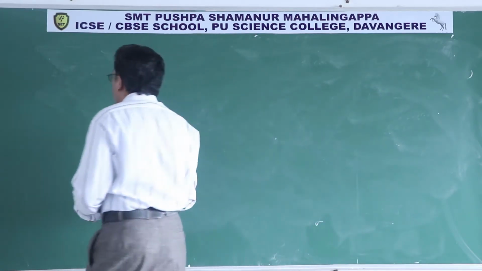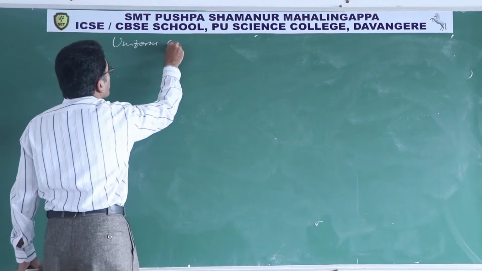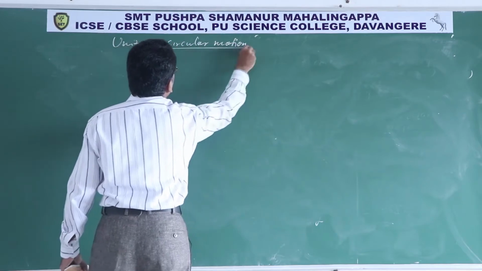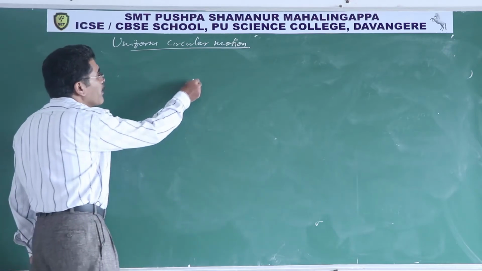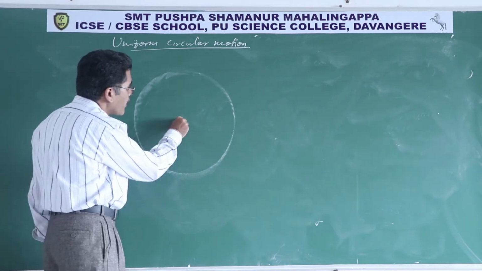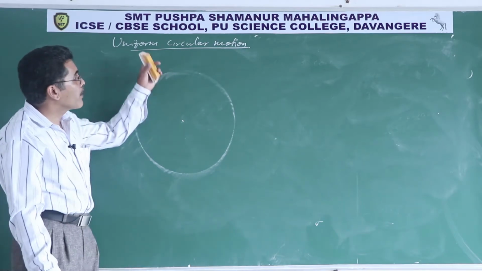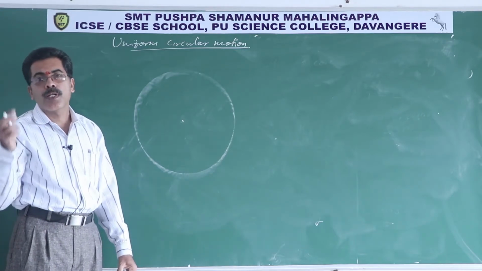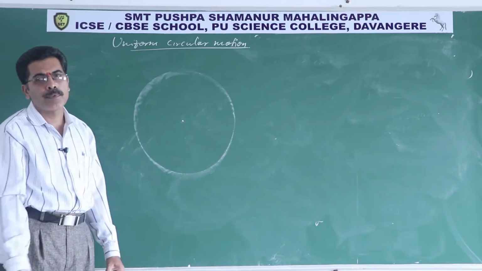Now let us consider the next topic, uniform circular motion. When a particle moves along a circular path with a constant speed, then it is said to have uniform circular motion. When a particle or a body moves along a circular path with a constant speed, then we say that it is having uniform circular motion.